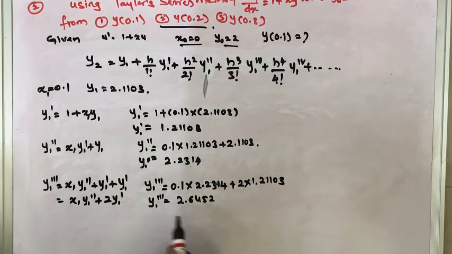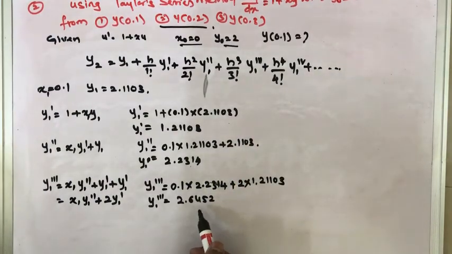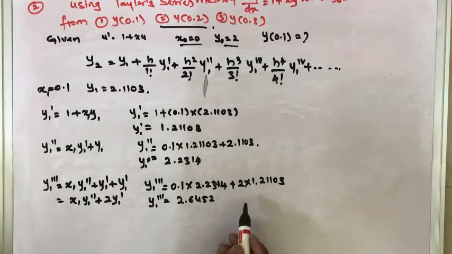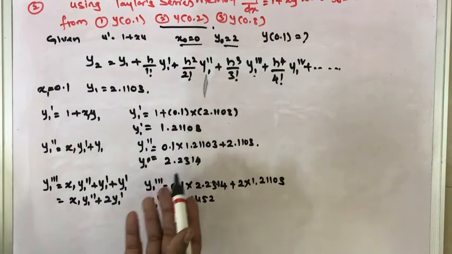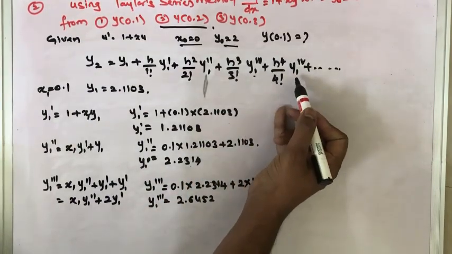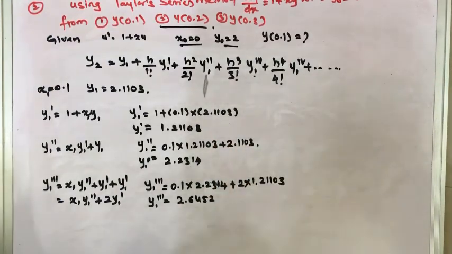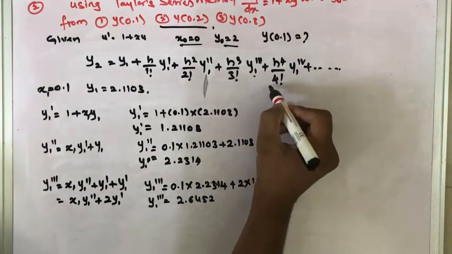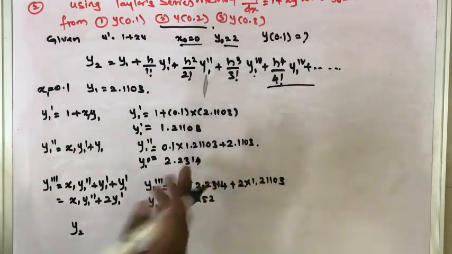If I calculate y1 quadra dash, again the value will be 2.64 something itself, hardly there will be any change. So I'll stop up to y1 triple dash, as we are getting a non-zero value itself. I will not consider the quadra dash, even though you can consider it, there will not be much difference in the value. So I'll skip this part and keep only up to this.